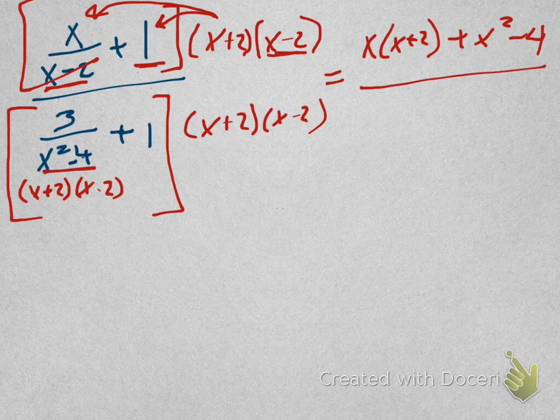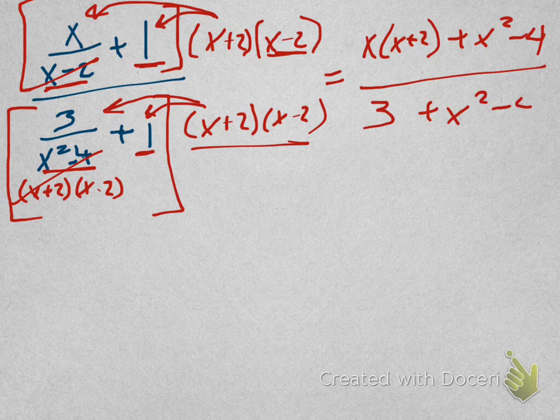Yeah. Now I'm going to distribute this in to here. When I distribute that into there, of course it's going to cancel with that, and so I'm just going to get 3. And when I distribute it into here, it's just going to give me x squared minus 4 back.